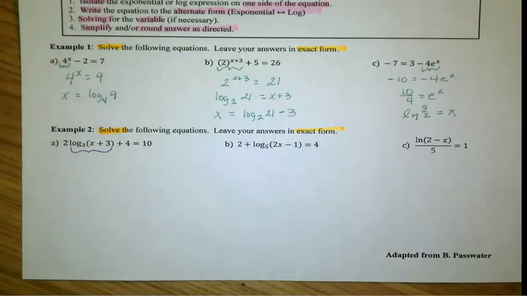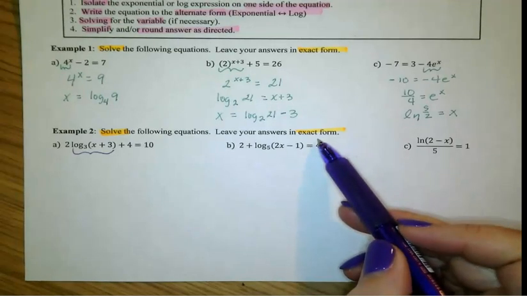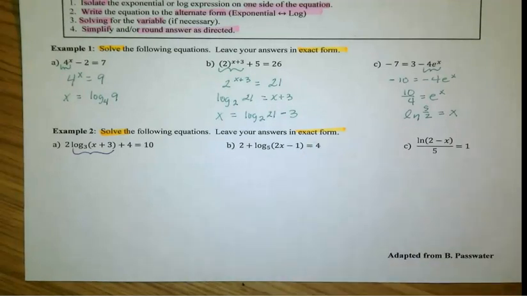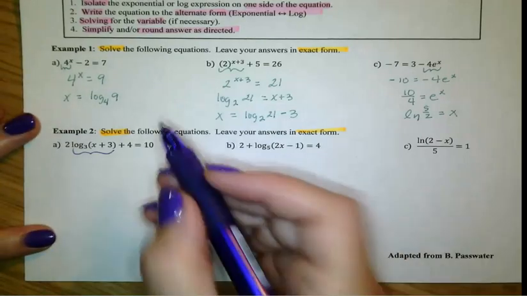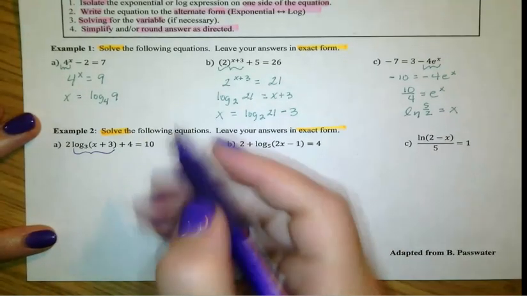So remember, we are isolating the exponent or the log, then we're writing the equation in the alternate form, then we're going to solve for the variable and simplify or round answers as directed. And in this case, we won't be rounding because the directions say to give our answers in exact form. All right, so let's do one together, then we'll pause your video and see how you do on B and C. So the first thing I'm going to do is move the 4 over with the 10.